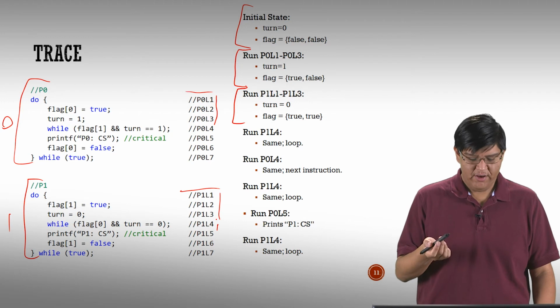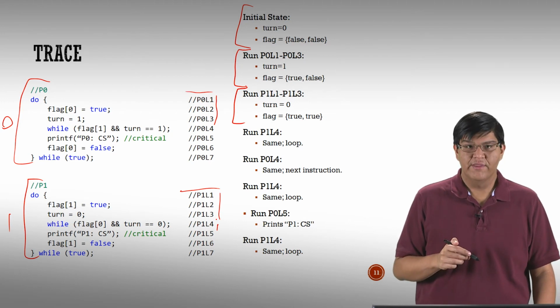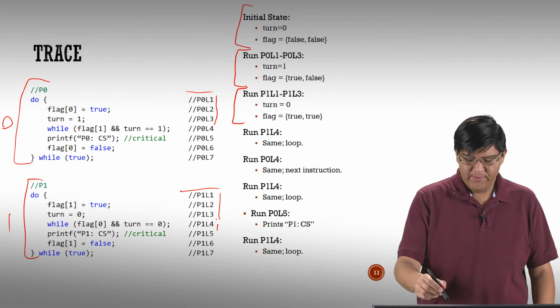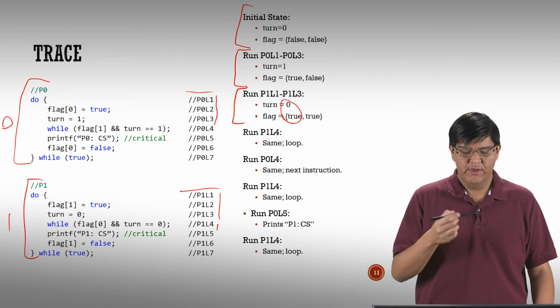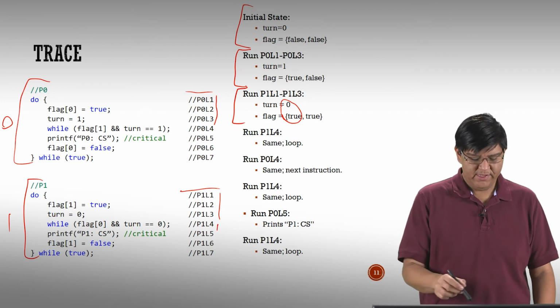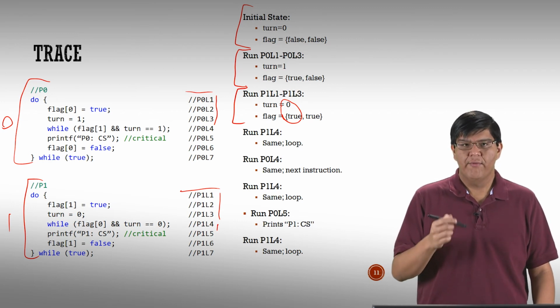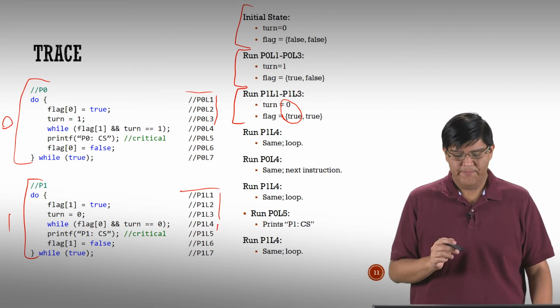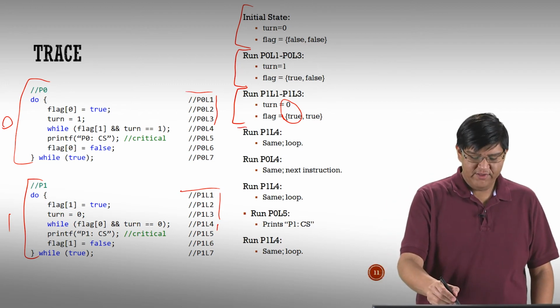So if P0 wants to run, and then turn equals 0, right? In that case, there's an agreement between my flag and my turn there. This means that P0 should be going, and so P1 really can't do anything. It'll stay there in that while loop and just wait, and not enter its critical section just yet. All right, so now we've traced this bit too.